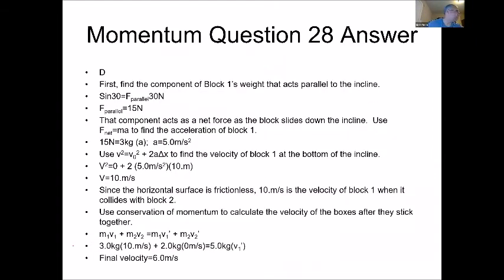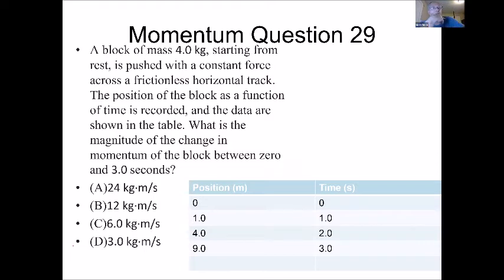All right, let's look at number 29. So a block of mass 4 kilograms starting from rest is pushed with a constant force across a frictionless horizontal track. The position of the block as a function of time is recorded, and the data are shown in the table. What's the magnitude of the change in momentum of the block between 0 and 3 seconds? All right, so we have position versus time data. So the easiest thing to do here would be to use a kinematic equation. And use that equation to calculate a velocity.